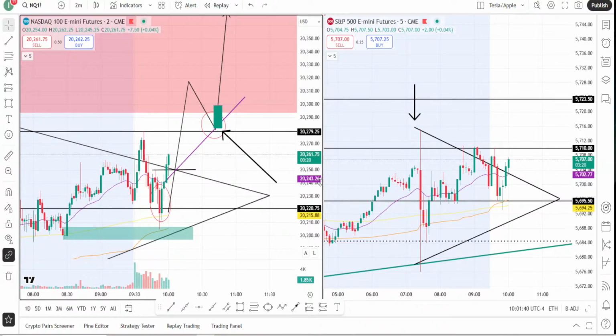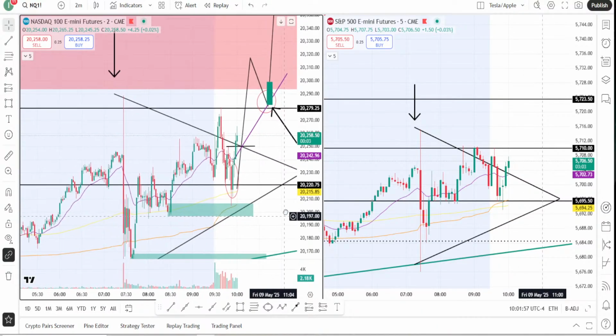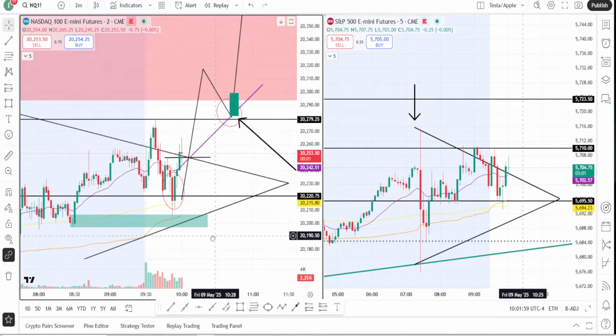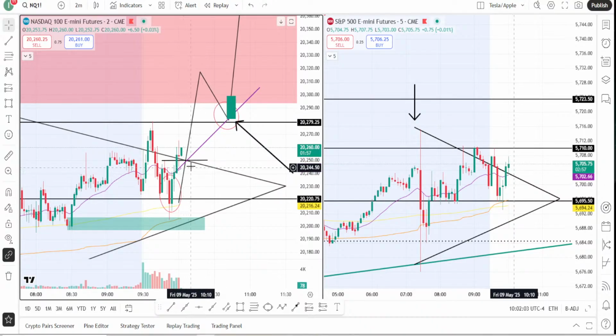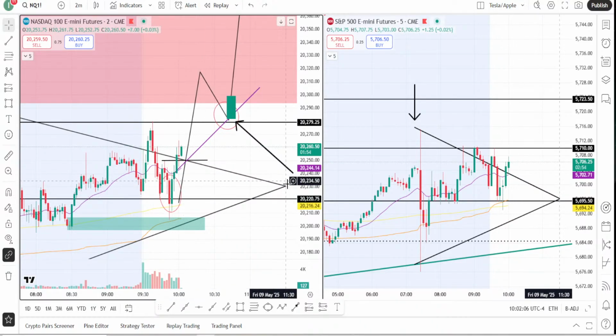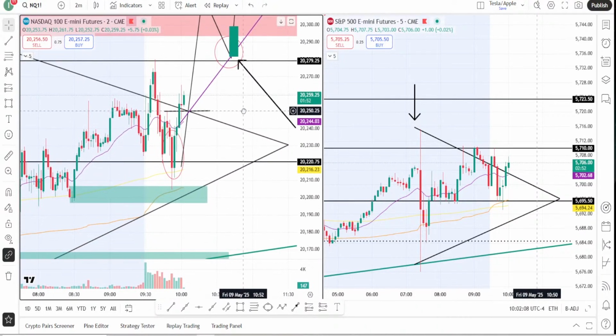Yes, sir. Buyers are getting stronger. Let's go. Buyers are getting stronger. Yes, sir. Easy, man. It's too easy, man. I'm going to hold above the 21. There you go. They're holding above the 21.